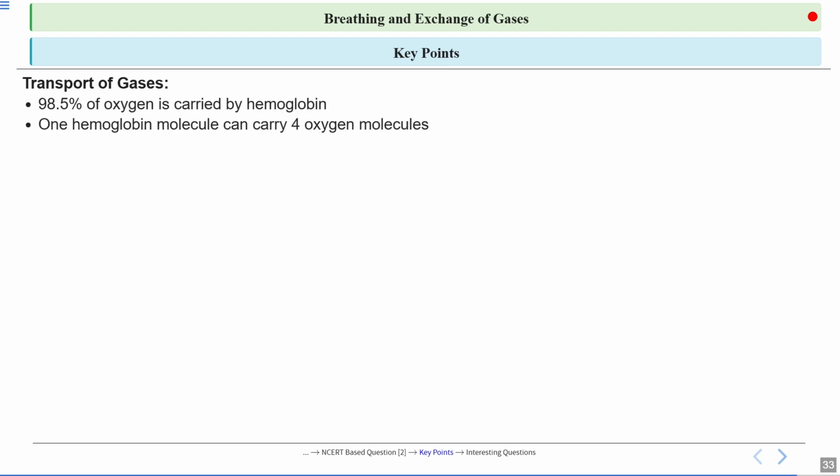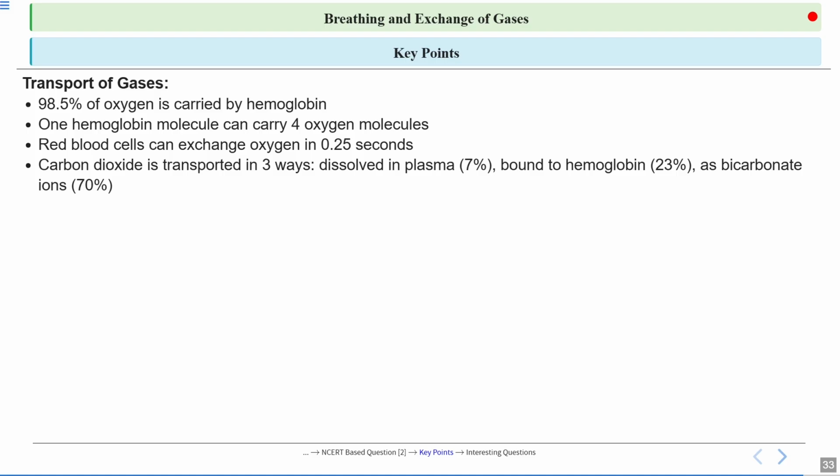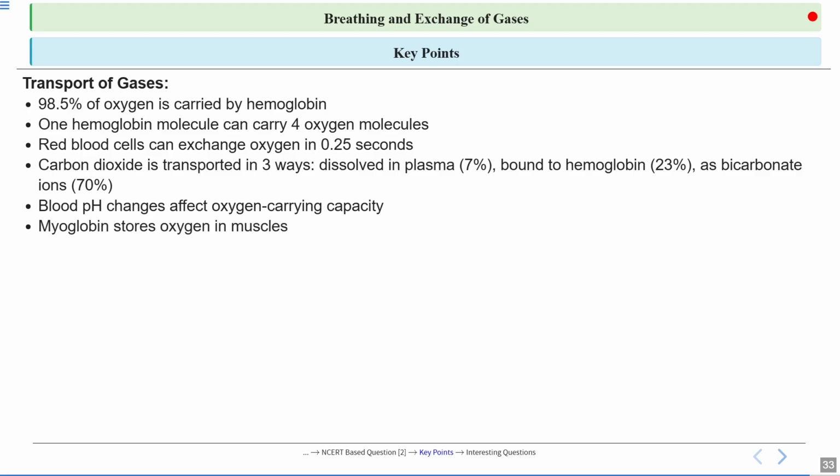98.5% of oxygen is carried by hemoglobin, and one hemoglobin molecule can carry around 4 oxygen molecules. Red blood cells can exchange oxygen in 0.25 seconds, and carbon dioxide is transported via 3 different ways: dissolved in the plasma 7%, bound with the hemoglobin 23%, and bicarbonate ion 70 to 75%. It is variable. Blood pH change affects oxygen carrying capacity, and myoglobin stores oxygen in the muscles.